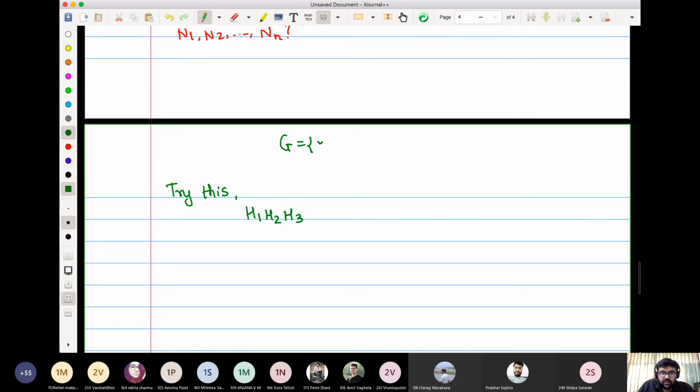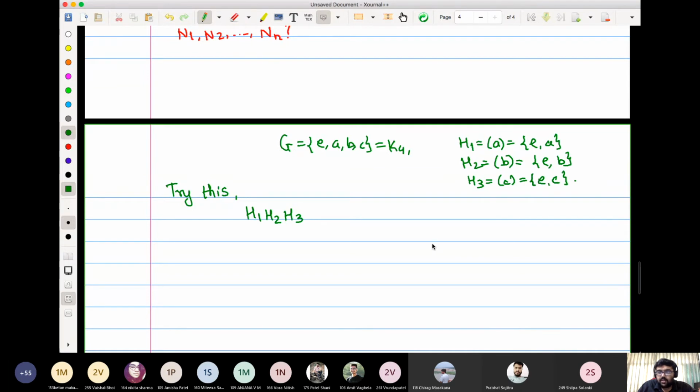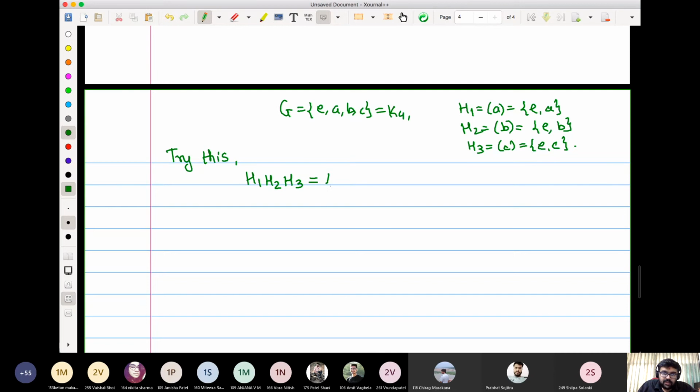What is G? G is the Klein four-group E, A, B, C. H1 is the cyclic subgroup generated by A. We know A square, B square, C square is identity, and AB equals BA equals C, AC equals CA equals B, and so on. So H1 is nothing but {E, A}. H2 is the cyclic subgroup generated by B, so {E, B}, B square is identity. H3 is {E, C}, C square is identity. So this is H1, H2, and now compute H1, H2, H3.